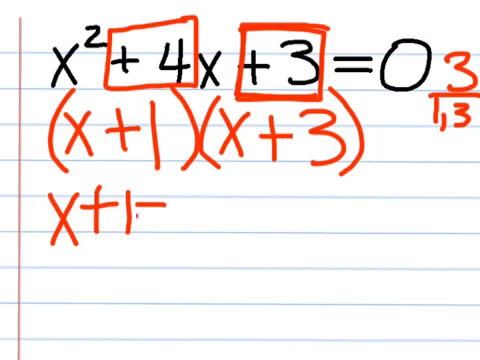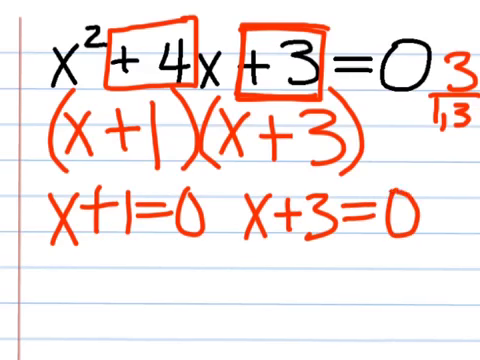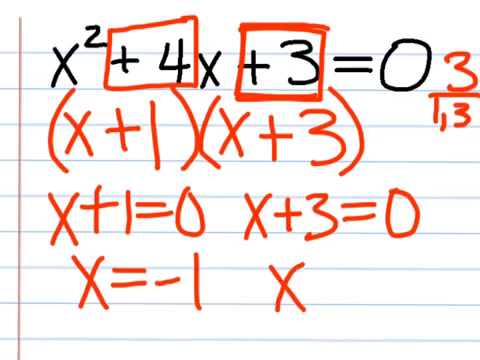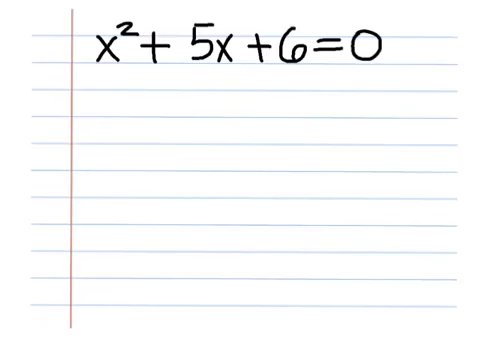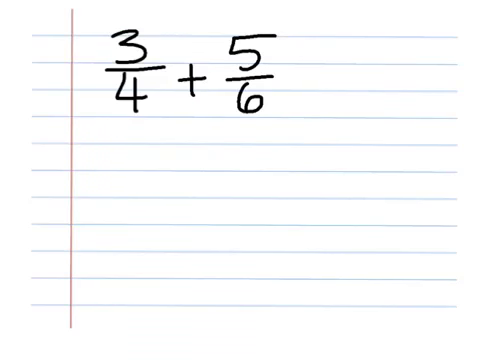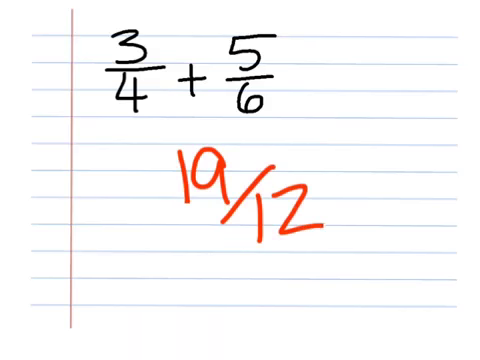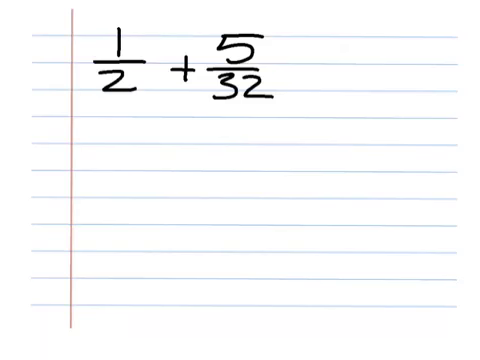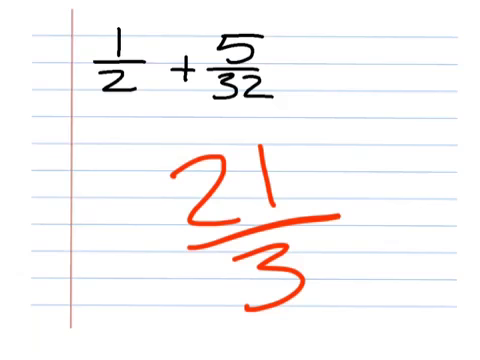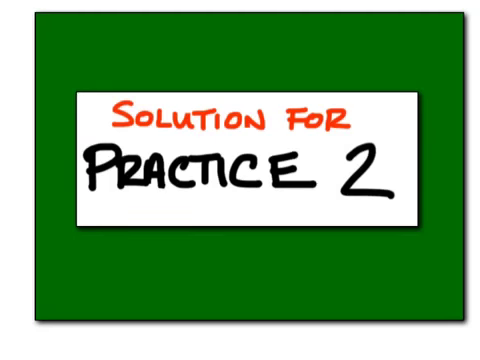We set these equal to 0. Our answer should be x equals negative 1 and x equals negative 3. Okay, answer for this one should be 19 over 12. Okay, answer for this one should be 21 over 32.